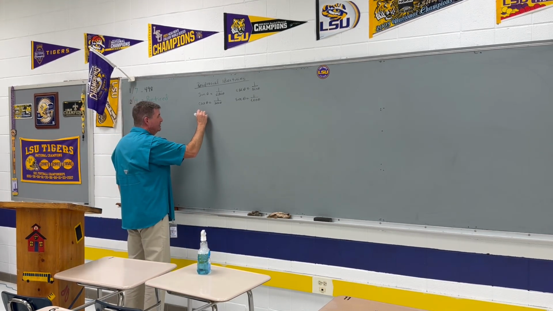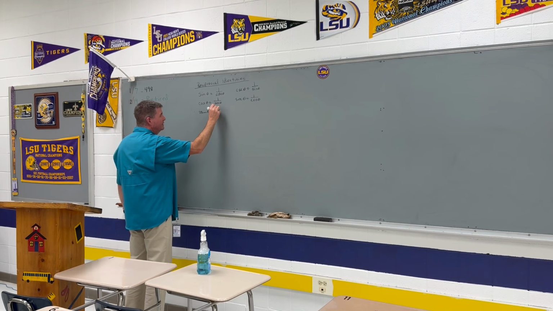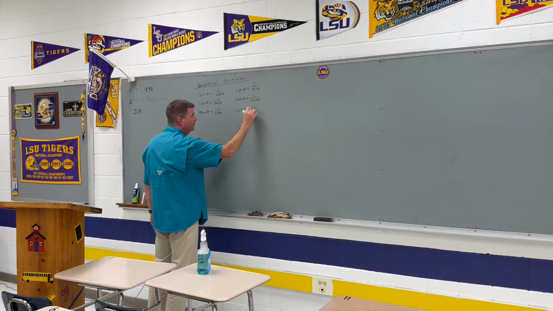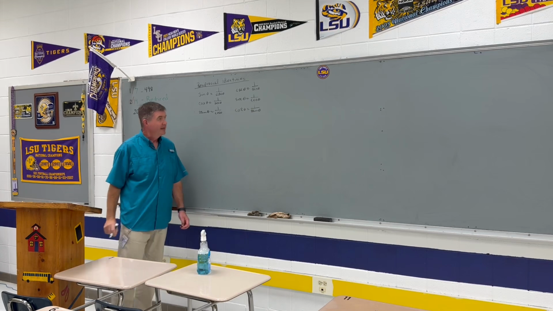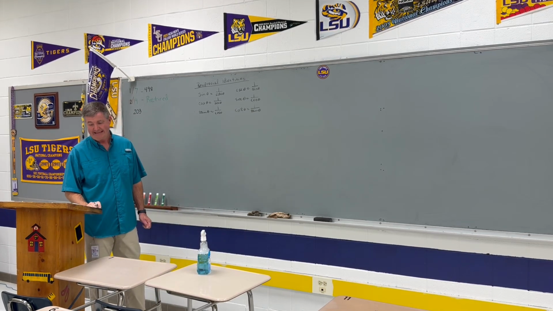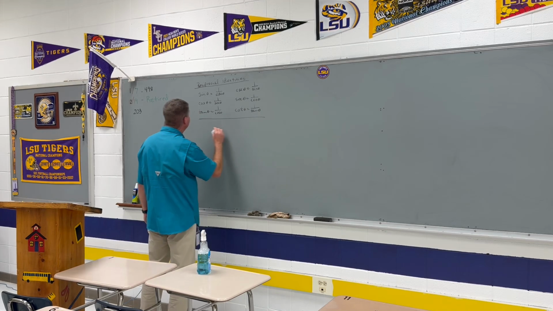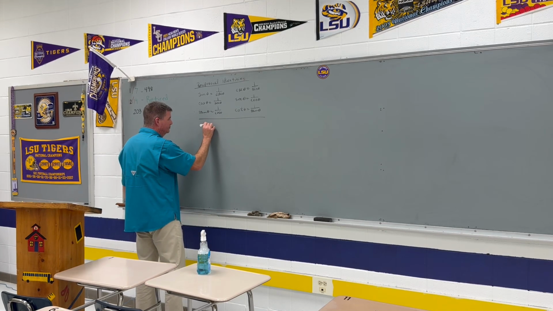The tangent theta is 1 over the cotangent theta, and the cotangent theta is 1 over the tangent theta. Those are the reciprocal identities. More identities that we need to know are the quotient identities.